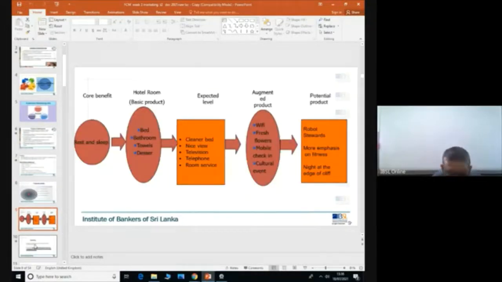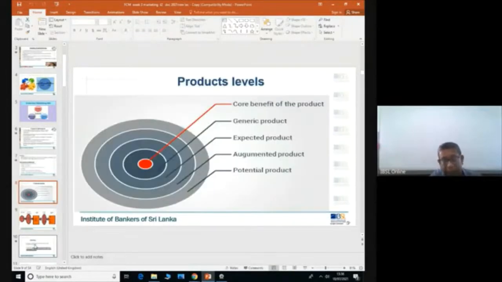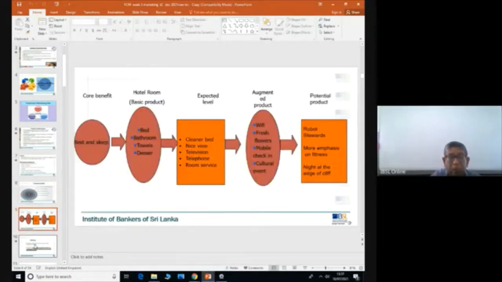First, think about a hotel. You are going to a hotel. Or you may have some other example, such as a mobile phone. See how you can add value to your product like this. First, for any product or service, what is the core benefit offered by the product? Core benefit means the benefit the customer really buys. What is the real benefit the customer buys?